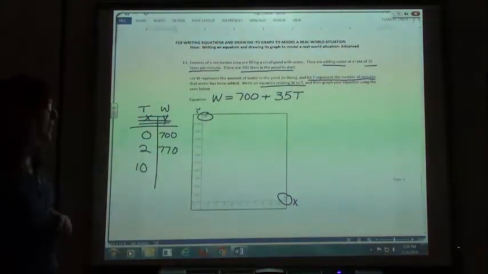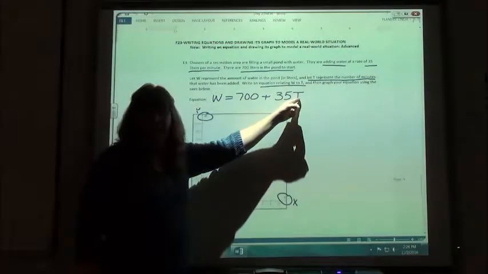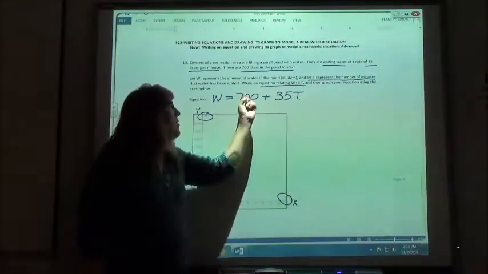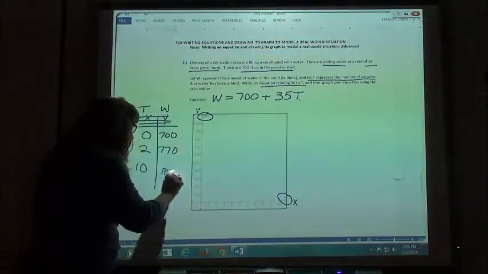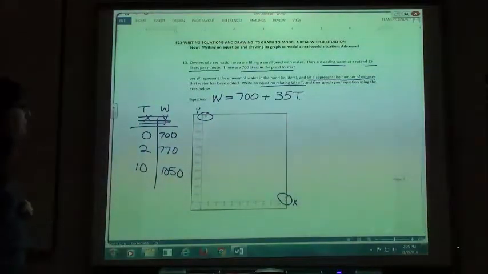Besides, 10 is easy to do. 35 times 10 is 350. 350 plus 700 would be 1,050.